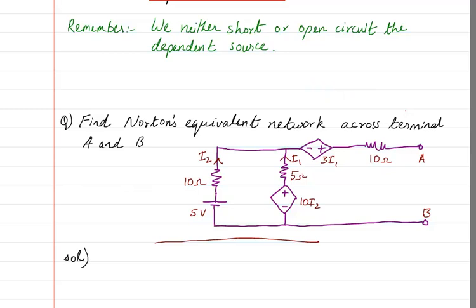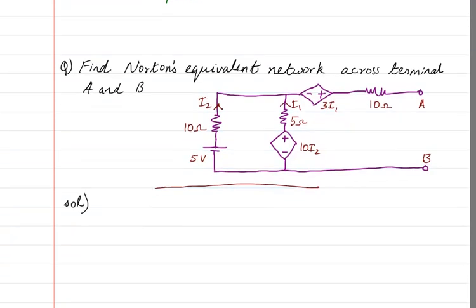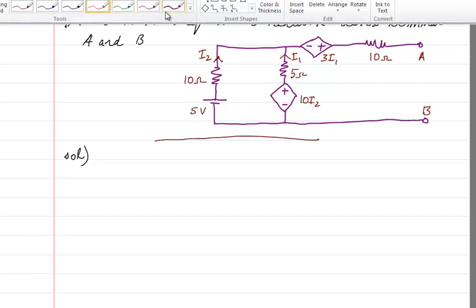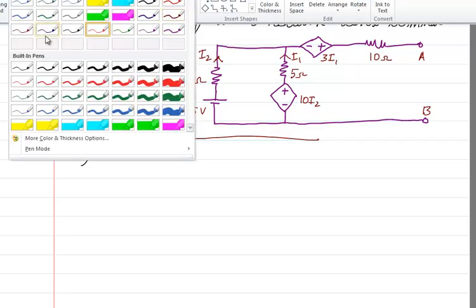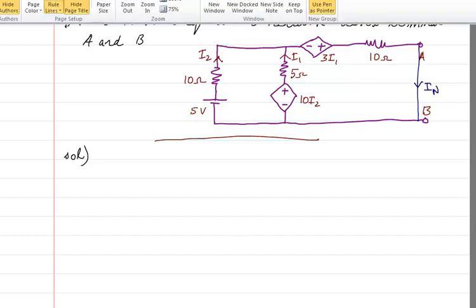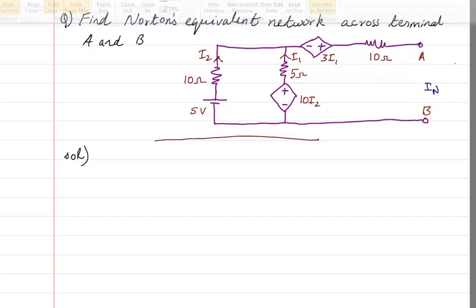So for understanding that, let us look at this particular question. Here we have been asked to find out the Norton's equivalent network across terminals A and B. So we have to find out the Norton's equivalent for this one. Okay. So Norton's equivalent means we have to find out the current IN, and similarly the resistance RN. So how do we go about it?